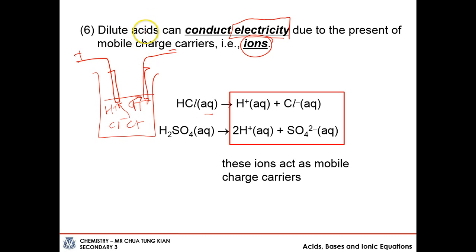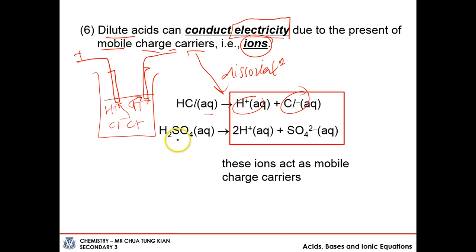So in a sense, I'm saying that dilute acids can conduct electricity. Why? Because they have mobile charge carriers. How did these charge carriers come about? It came from the dissociation of the acid into the ions.